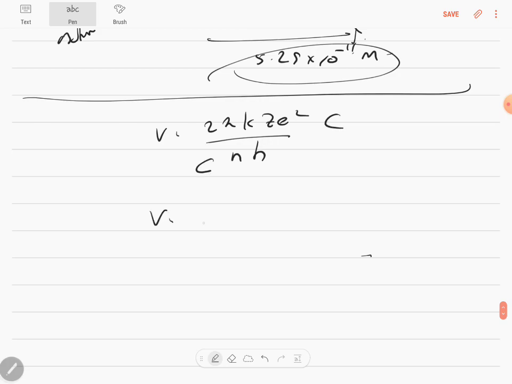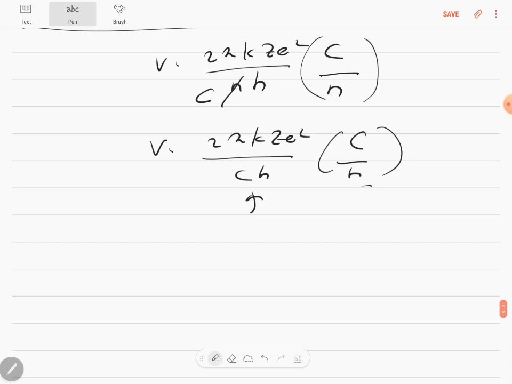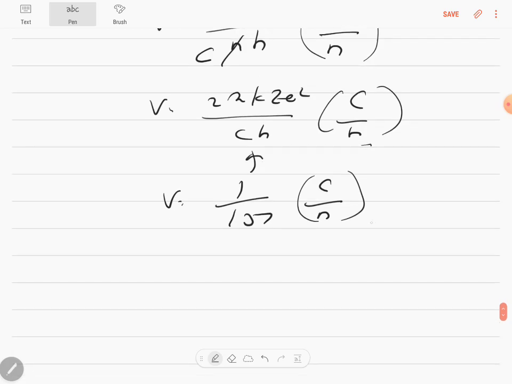V is equal to, and take the n outside, it's multiplication only, c by n outside. 2 pi k z e square by ch into c by n. Take it in that format. This itself is a constant, and this constant is 1 by 137 into c by n. So if n is equal to 1, then it's c by 137. That will be the velocity of the first orbit.